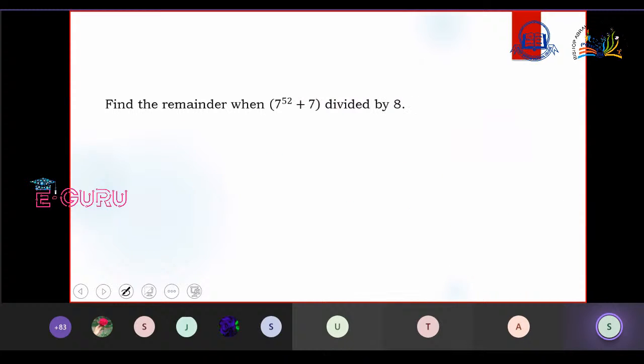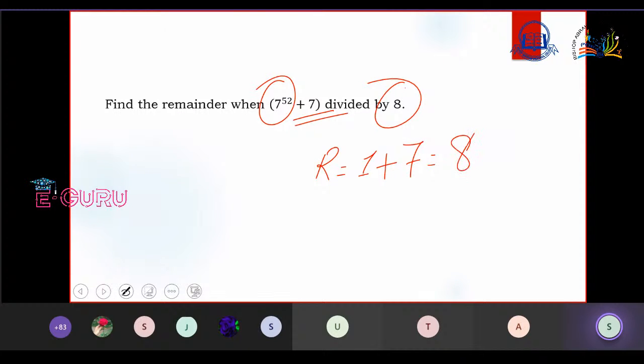So next question. 7 raised to 52 plus 7 divided by 8. Here again, this part we know remainder is 1. Then what happens? We have to add this plus 7. So 1 plus 7 we will get 8, right? So is it possible when we are dividing a number with 8, the remainder can also be 8?